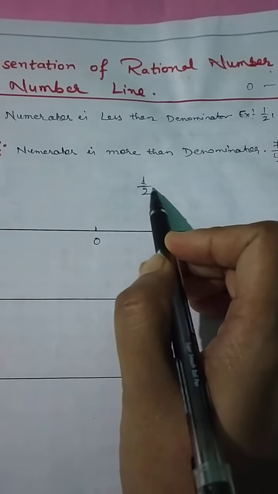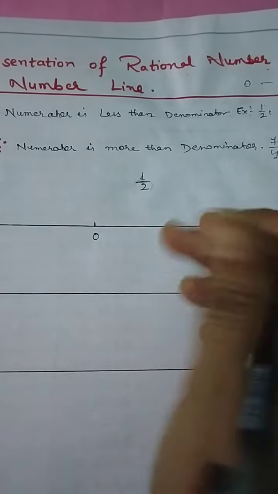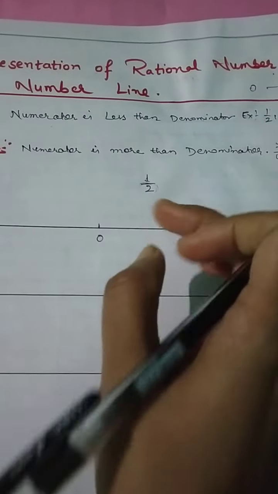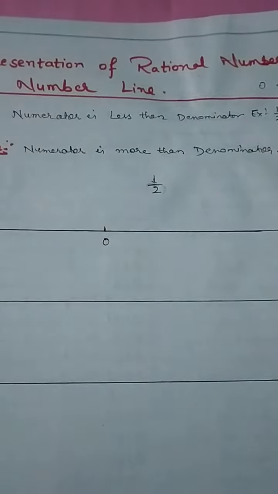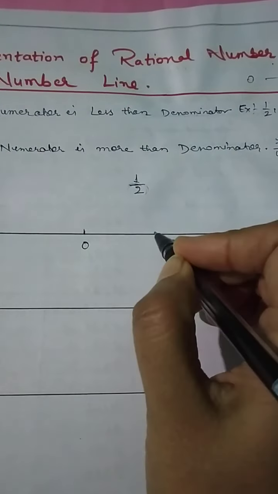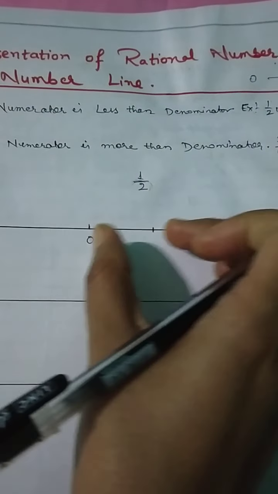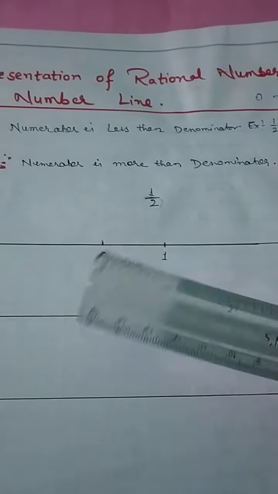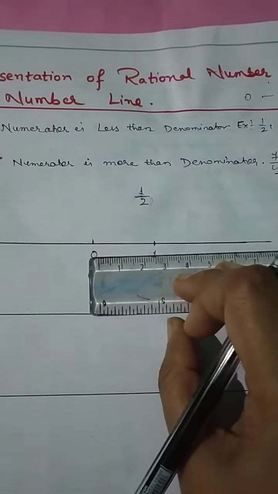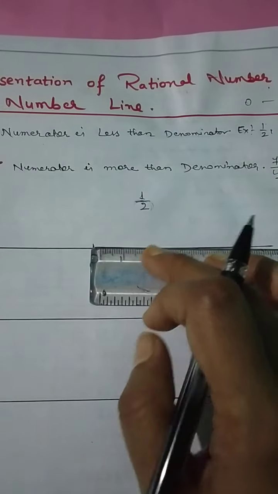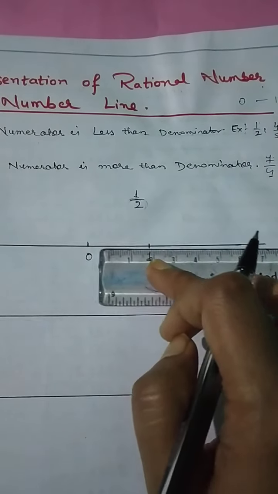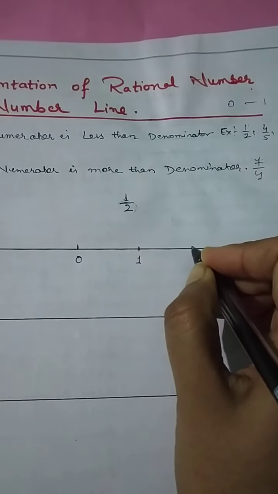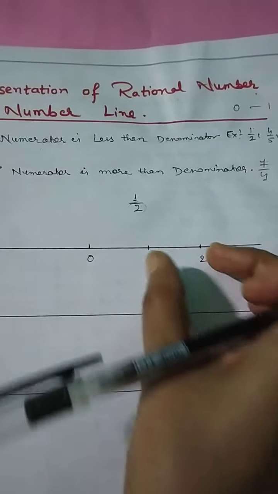So, you have to see the denominator. Denominator is 2. So, we will divide 0 to 1 into 2 equal parts. You have to take this distance equally. Always remember, I am taking it right now like this, but you have to measure with the help of a scale. Suppose 0 to 1 I have taken here to here. Then similarly you have to take the same distance from 1 to 2. This and this should be equal.